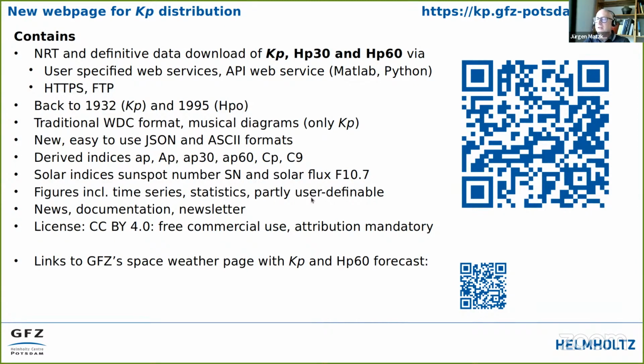So you can go there, zoom into the time periods you like to have, and download in various formats. You can register for a newsletter, so we keep you updated on any changes that we have with our operations here. It's a CC BY license, so it's free even for commercial use. But of course, acknowledgement is mandatory here. And it also has a link to our space weather page where you can get the KP and HP60 forecasts with the barcode down here.